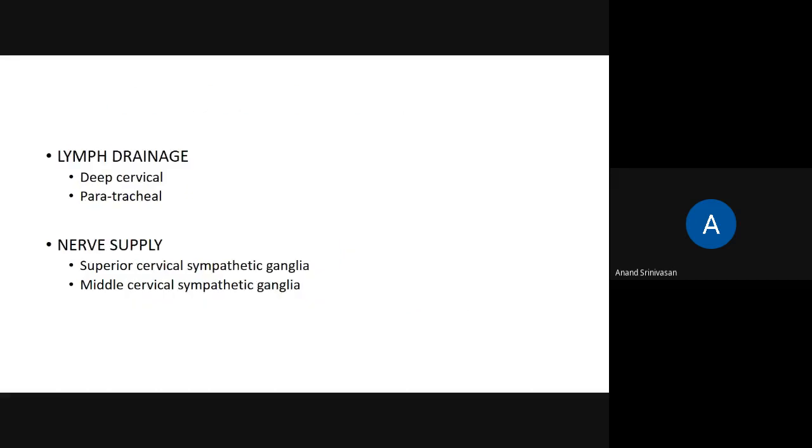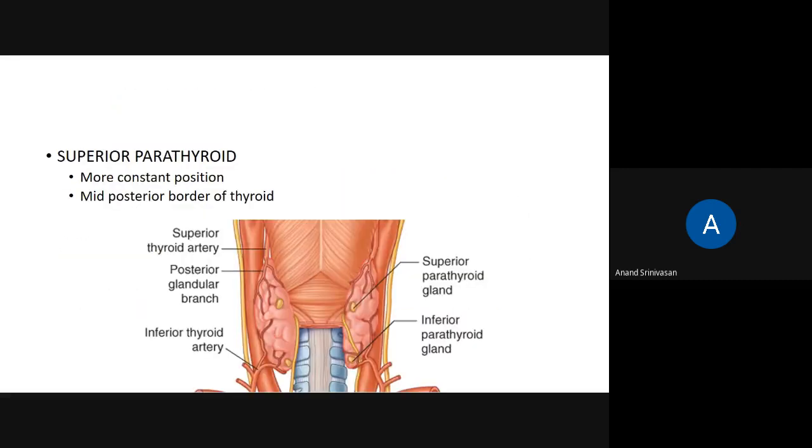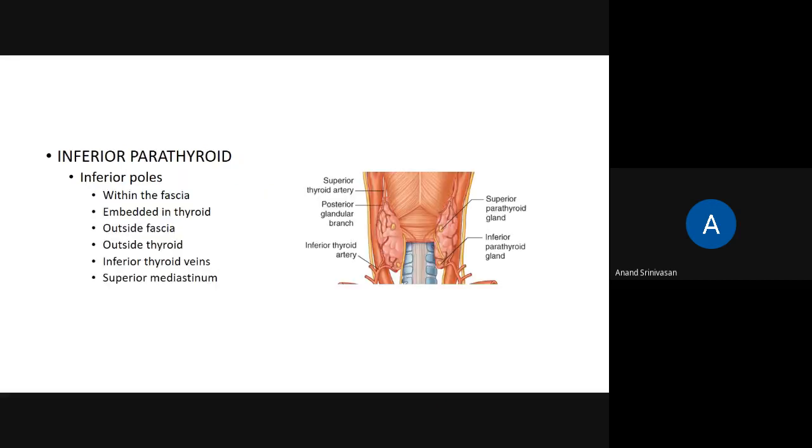The lymphatic drainage is to the deep cervical and the paratracheal lymph nodes. The nerve supply is by the cervical sympathetic ganglia. That's it regarding the parathyroid glands. There are two superior parathyroid and two inferior. The superior is more constant in position, whereas the inferior keeps on varying in its location.